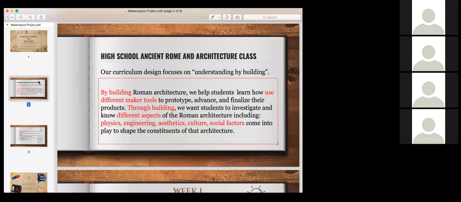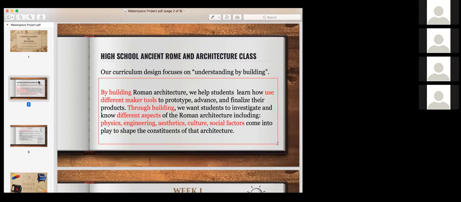Okay, so before we get into the details, I want to give you the big picture, the big idea about our thinking, our idea about the whole thing. Our understanding by building has two major components. First of all, by building, we encourage and help students to build Roman architecture. By building that, we want students to learn how to use different maker tools so that they can become makers who are good at using maker tools, and prototype, advance, and eventually finalize and present their products.